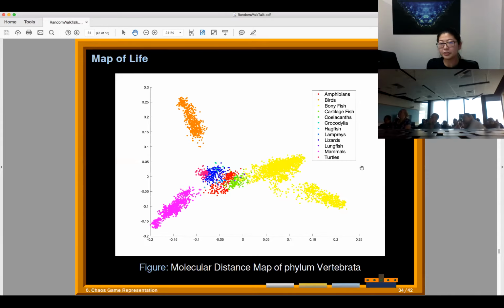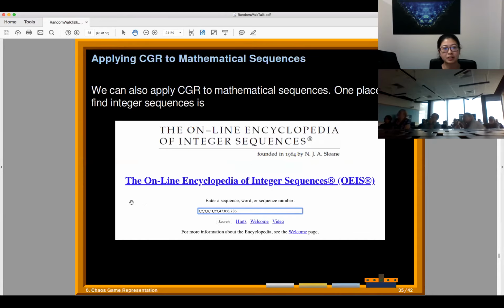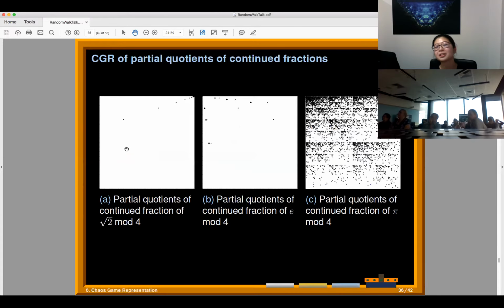And using continued fractions, which Rob introduced earlier in this talk, we can use CGR. I'm not going to go into too much detail, but for example, for figure A, we have the partial quotients for the continued fraction of square root 2 mod 4. We can see it's not too interesting because all of the partial quotients are equal to 2, and therefore it keeps going up to that corner. And you can see some uninteresting characteristics in B, and a little more interesting characteristics in the last figure. So that's all I have to say.